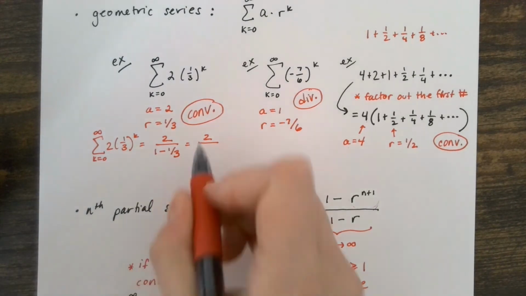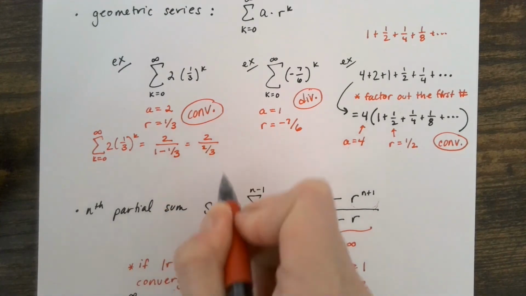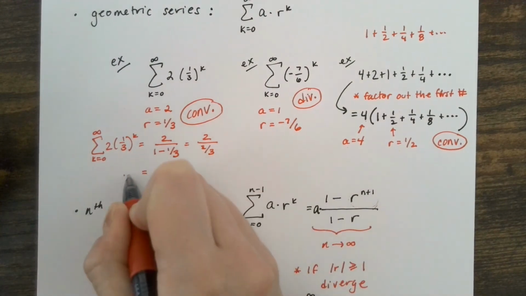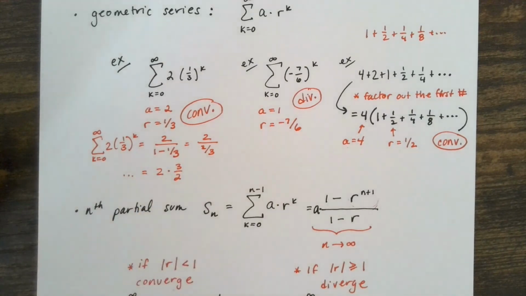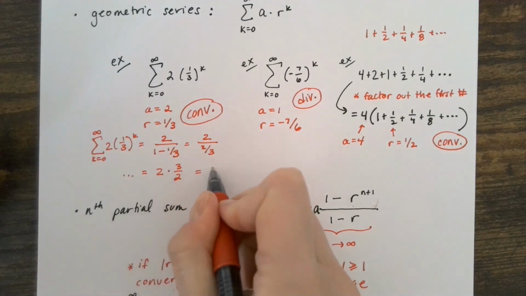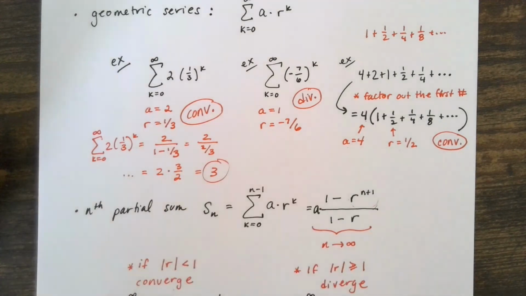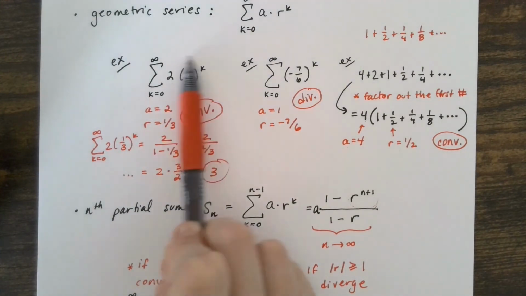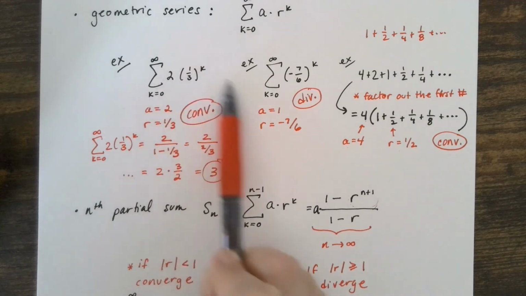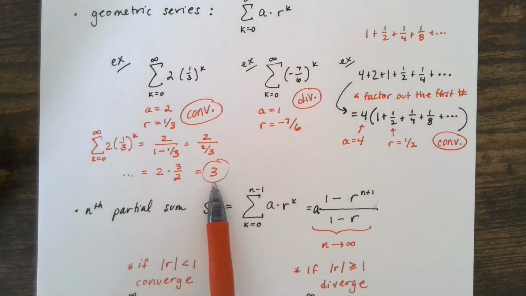So 1 minus a third would be 2/3. 2 divided by 2/3, we'll kind of continue it down here, would be 2 times 3 over 2. I'm just multiplying by the reciprocal down there. The 2's cancel, and what I get, weirdly enough, is 3. Right? So this tells me if I add up all of these terms forever, it would land on exactly 3. That's what we mean by it. It's a finite sum. You get an actual concrete number here.